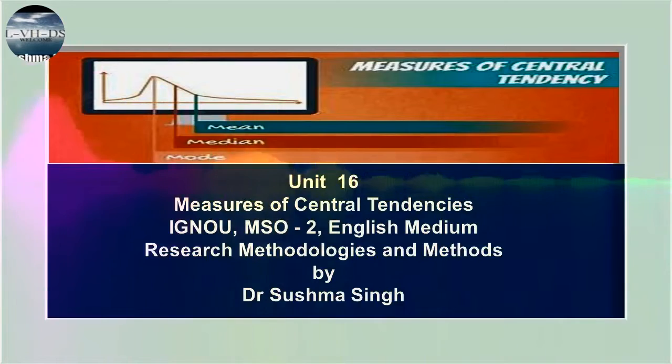The first one is mean. Mean is the most common and widely used measure of central tendency. Each observation in a population may be referred to as X, read as X sub-value i.